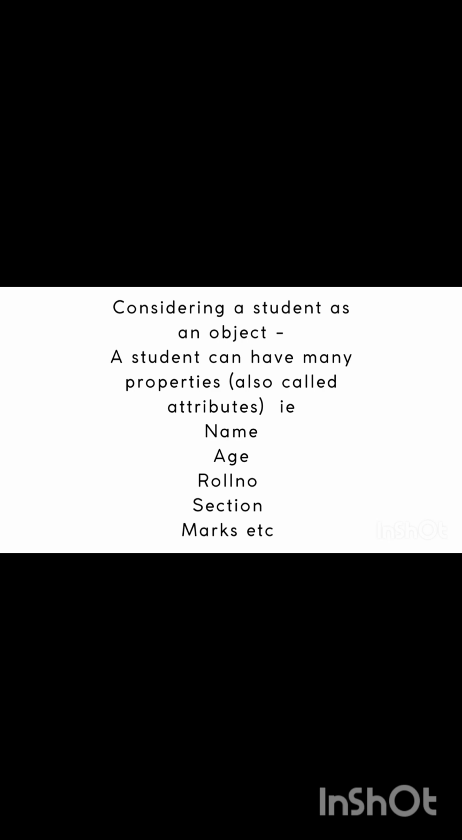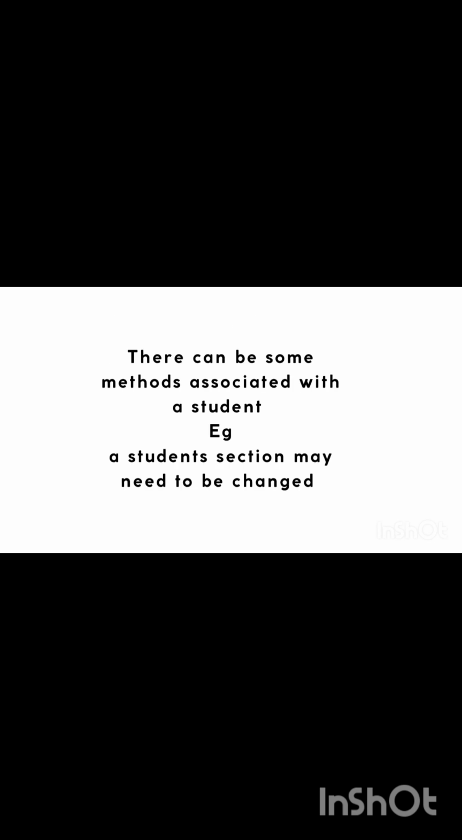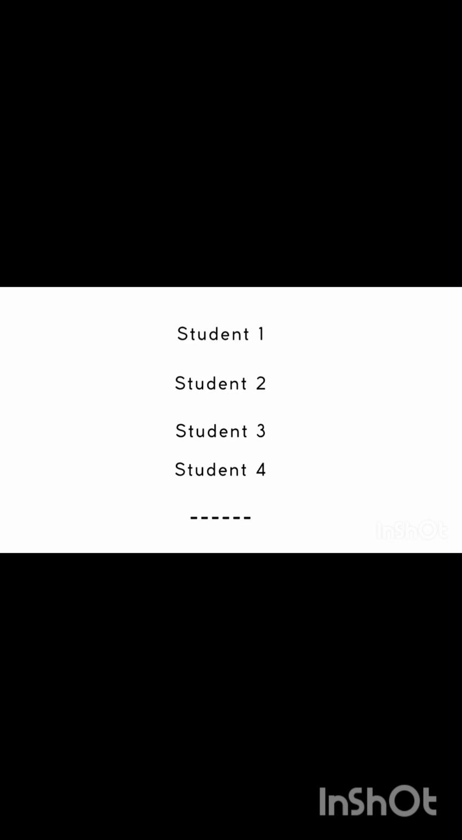Student can have many physical properties like name, age, roll number, section, marks, etc. These are also called attributes. Apart from these properties, there can be some methods associated with a student. For example, a student section may need to be updated or changed. So in this way, there can be some methods which are associated with a student.